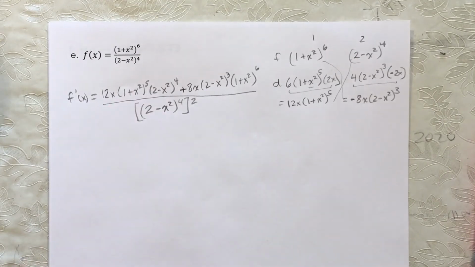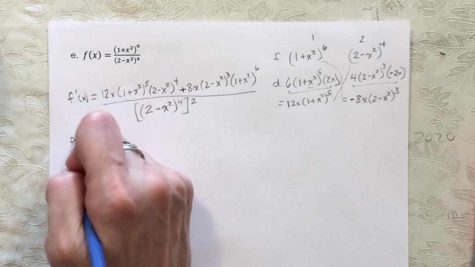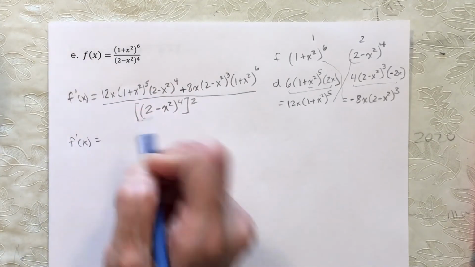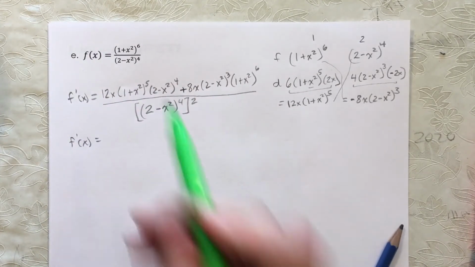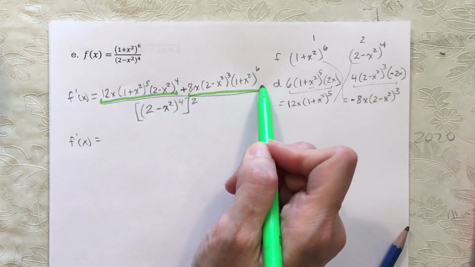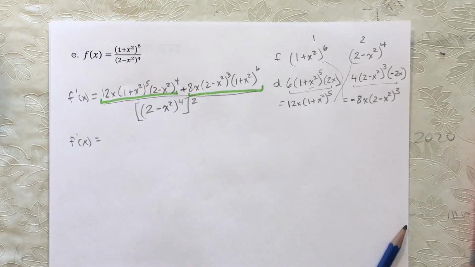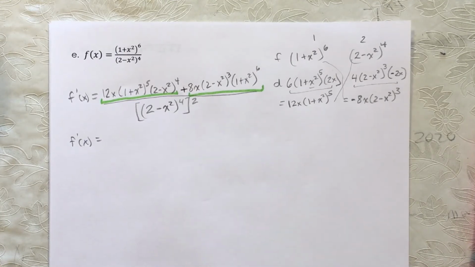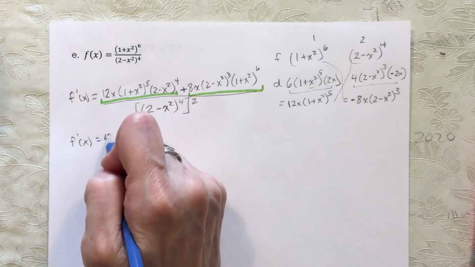Okay, so there's the calculus again. That part was the calculus, and the rest of it's all going to be algebra. So I'm going to look in the numerator at these two big chunks and figure out what the greatest common factor is. So comparing the monomials, 12x and 8x, 4x is in common.